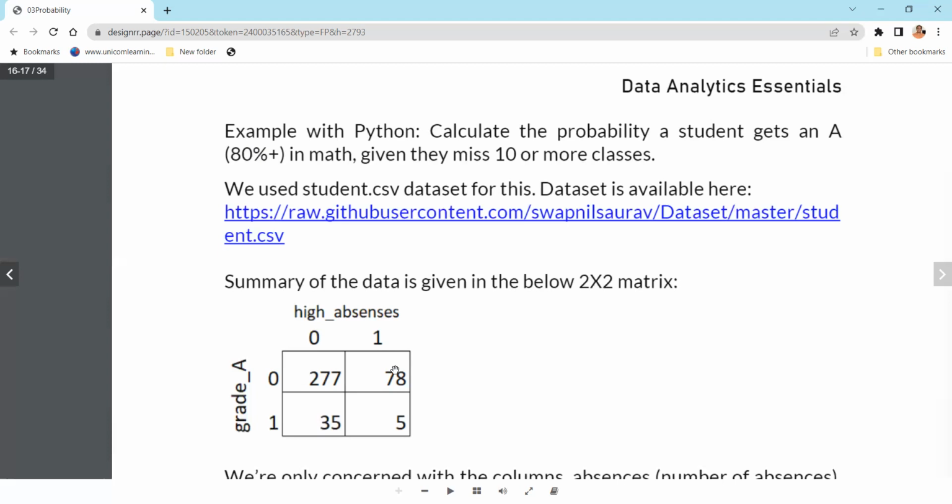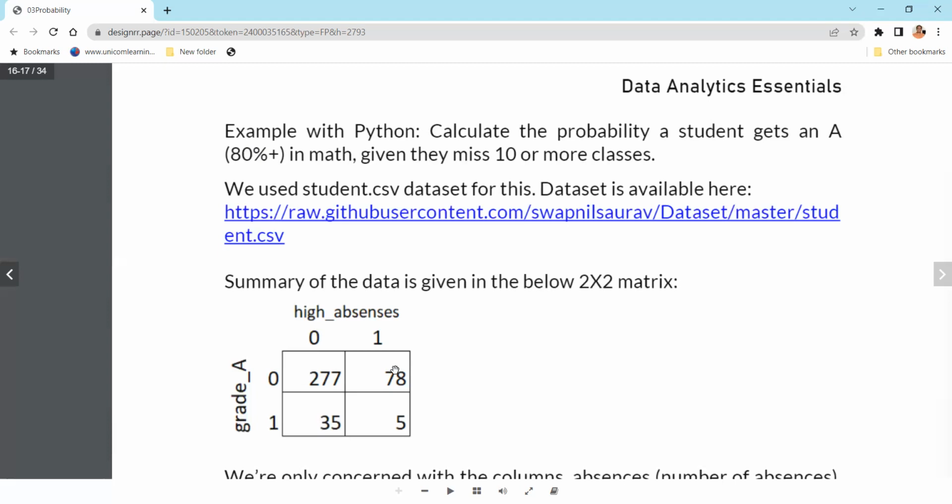0 are those who are not regularly joined, right? That is absences. So high absent is 1. That means these are the people who are attending classes very less. So 78 out of 395 people are attending class very irregularly. They are missing the class. And they have not got grade A. They have got grade B, C, D, whatever, but definitely not grade A.